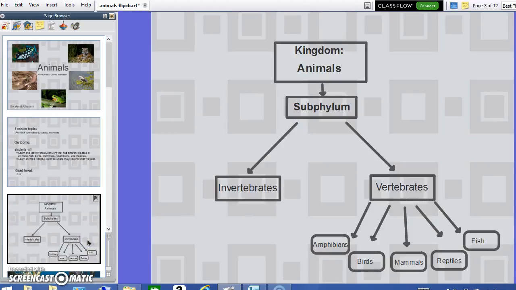Here is some information that I wrote to help students understand. The kingdom is animals. Subphylum is divided into two important things that students have to know. First, vertebrates and invertebrates. The vertebrates are divided into five classes, which is our lesson today: amphibians, birds, mammals, reptiles, and fish.